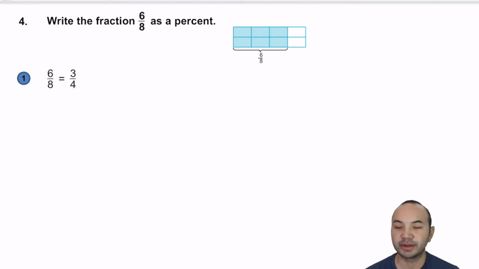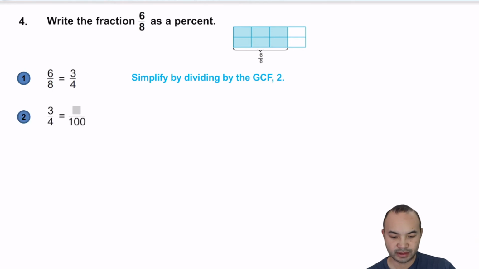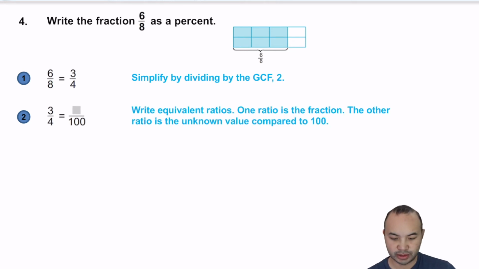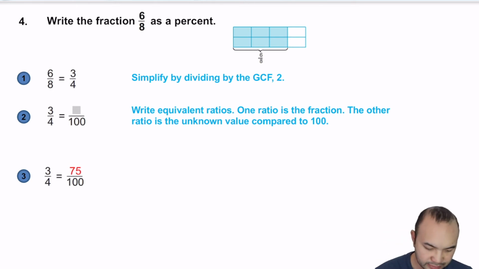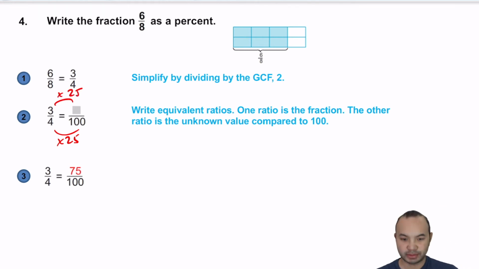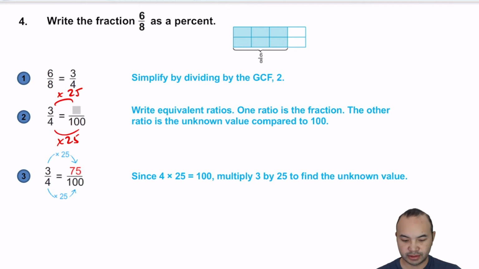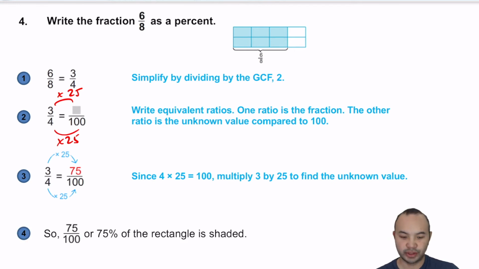And then now that you simplified the fraction, you can see that the 4 can be made into 100, right? So what do you multiply 4 by to get 100? Well, you know that 4 times 25 is 100. So that means if I say times 25 here, I have to do 3 times 25. So 3 times 25 is 75. So now that you have 75 over 100, you know that 75% of the rectangle is shaded. Okay, a few more examples here.